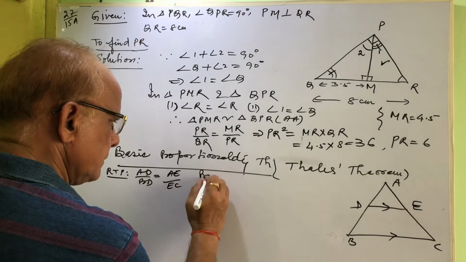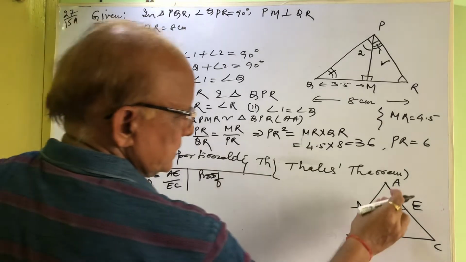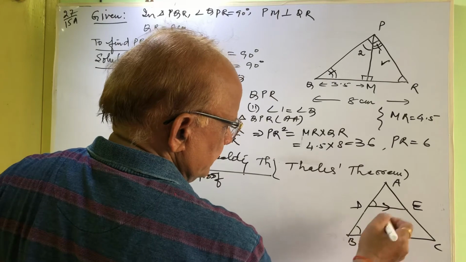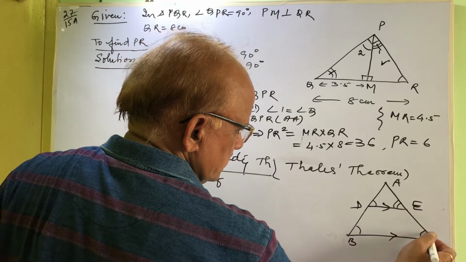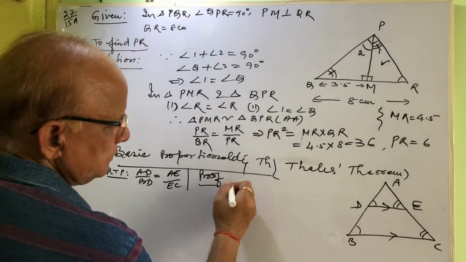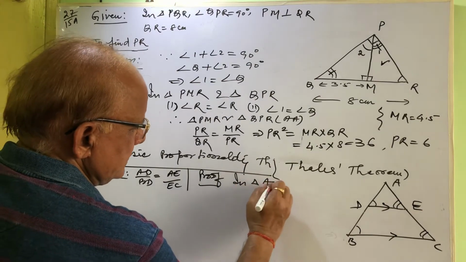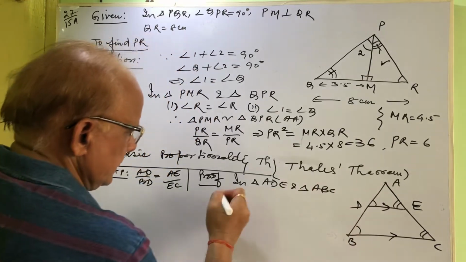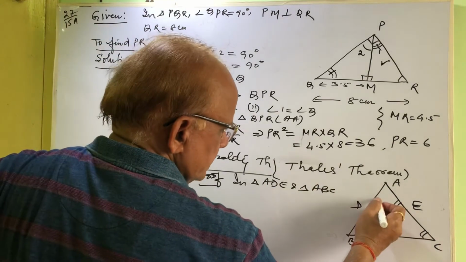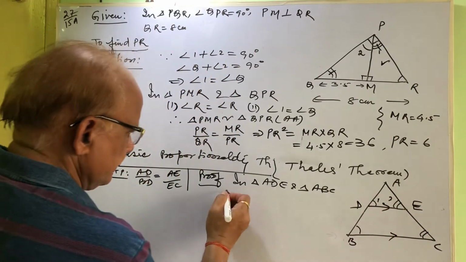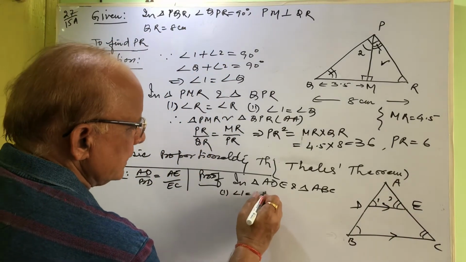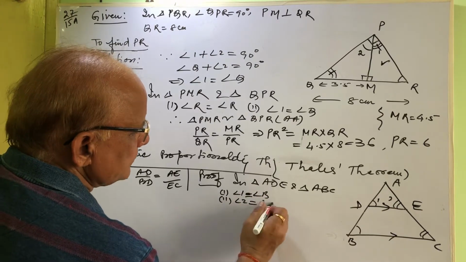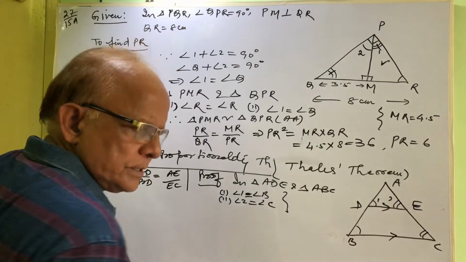Now the proof. In the proof, take this smaller triangle and bigger triangle. This angle equals this angle, and this angle equals this; these are corresponding angles. Proof: in triangle ADE and triangle ABC, suppose this is angle 1, this is angle 2. Angle 1 equals angle B, angle 2 equals angle C. Corresponding angles, you know it.